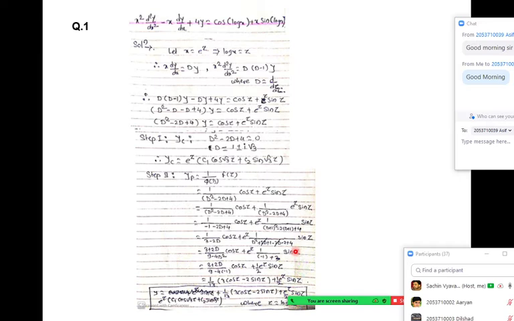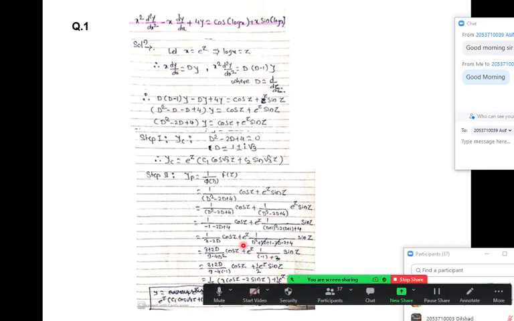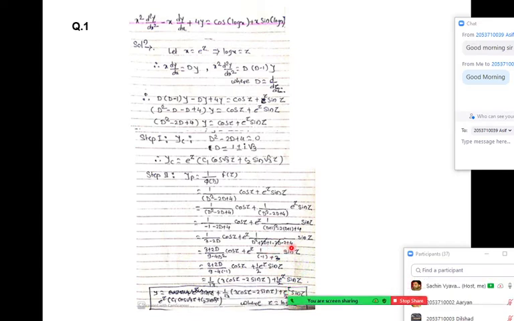You will observe here this D square term, then you have plus 1 minus 2 plus 4. So 5 minus 2 is 3. So D square plus 3 is there. So D square is replaced by minus 1. So this case is very simple. Second, yp2 is also very simple. You got here 1 by 2 e raised to z sin z.